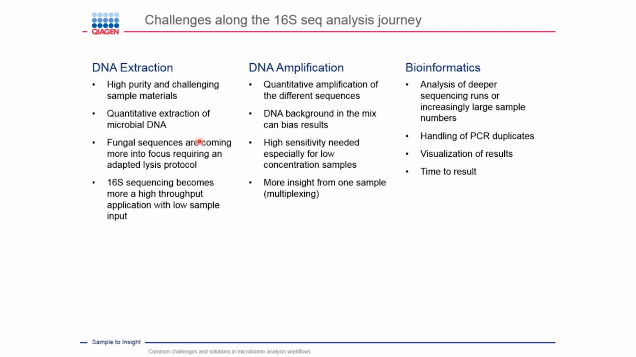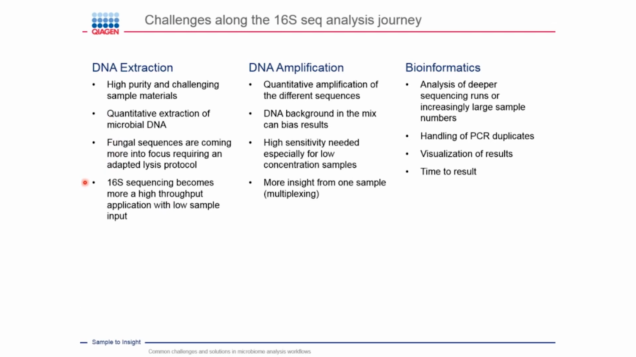The extraction of the DNA should be quantitative. This means when you have different bacteria in your sample, you should be able to crack and lyse them all with the same efficiency so that you're not getting a bias due to lysis. As said, fungal sequences are getting more and more into focus. 16S was the start, but now research is more and more interested also in what happens with the fungal microbiome. This means your lysis protocol or your kit needs to be capable of extracting not only bacterial DNA, but also fungal DNA.